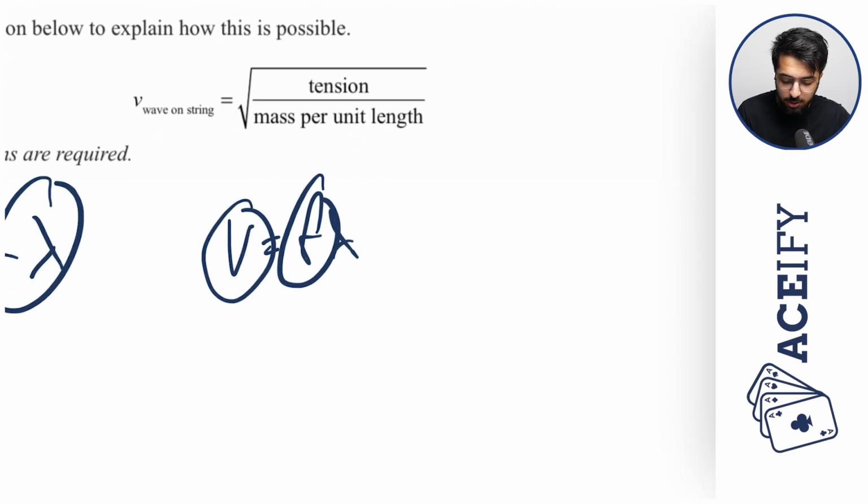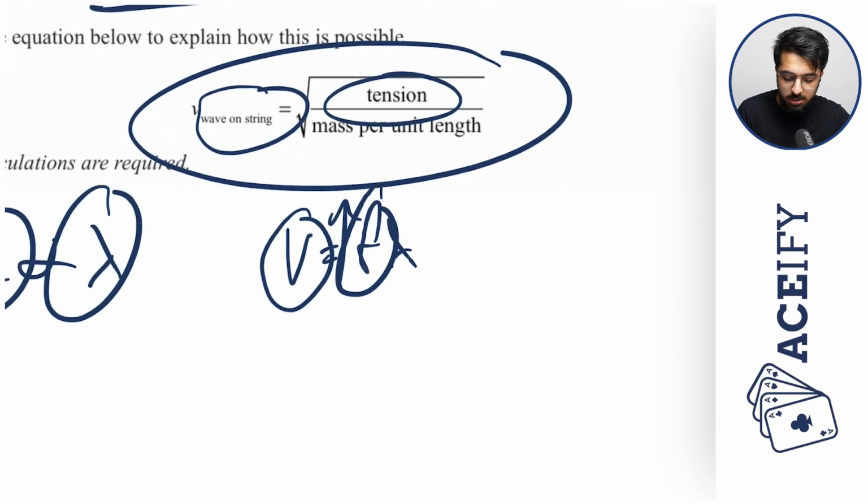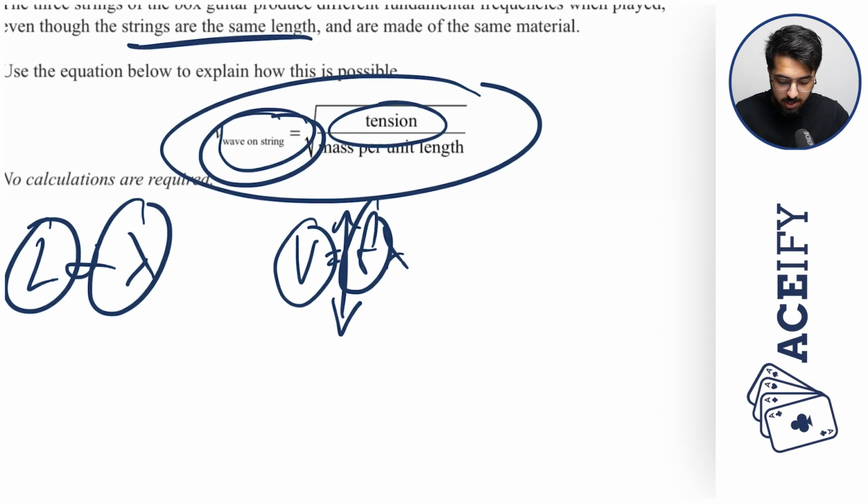And so therefore, looking at this equation, each string is going to have a different tension, okay? So the more tension a string has, the higher the velocity, and so therefore the higher the frequency. Same thing in reverse, the lower the tension, the lower the velocity of the wave on the string, and therefore the lower the frequency. And you can write that in.